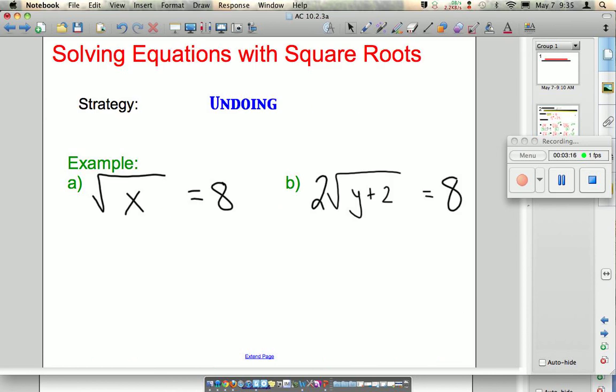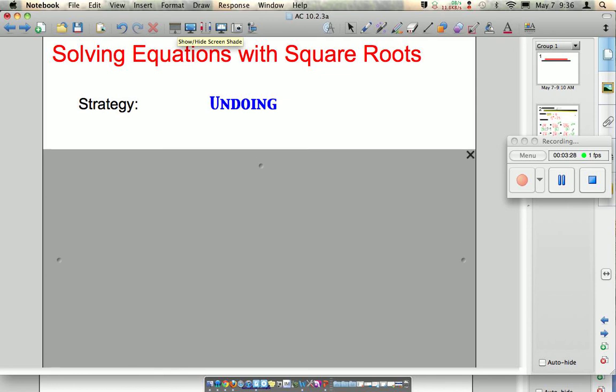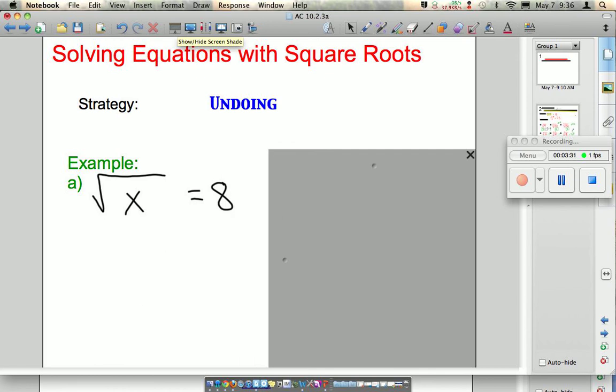So now we get to points where we have to solve equations with square roots. And the number one strategy for doing so is undoing. So we're going to undo square roots in order to solve equations that involve square roots. So the first example, square root of x equals 8.